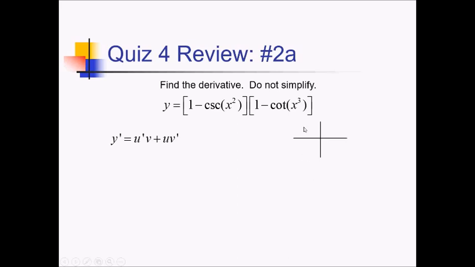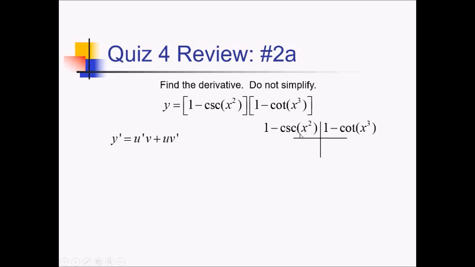So in the top left, I've got my first factor, 1 minus cosecant of x squared. In the top right, my other factor, 1 minus cotan of x cubed. Down below, I have the derivatives of these things. So derivative of negative cosecant of x squared. Well, derivative of negative cosecant of something is going to be cosecant of something, cotan of something.